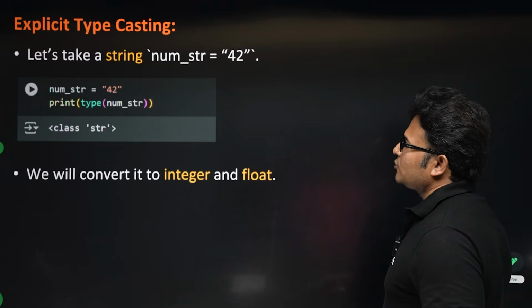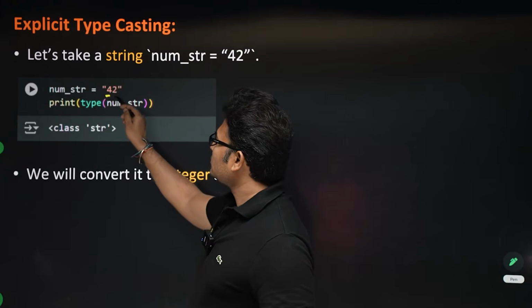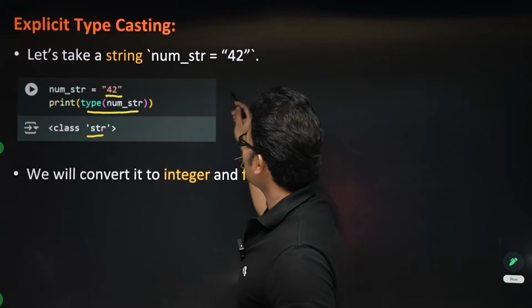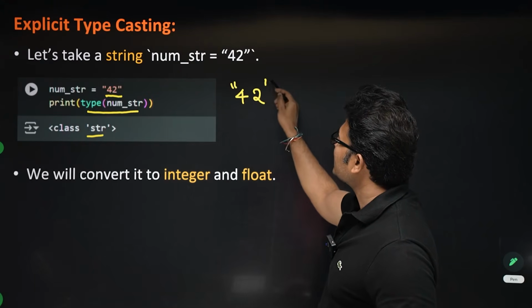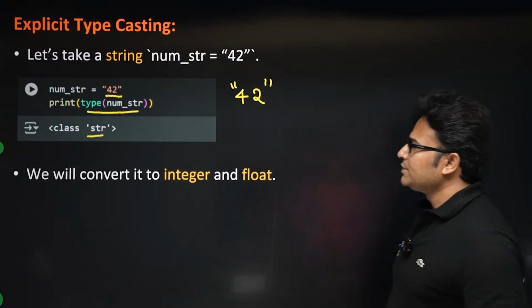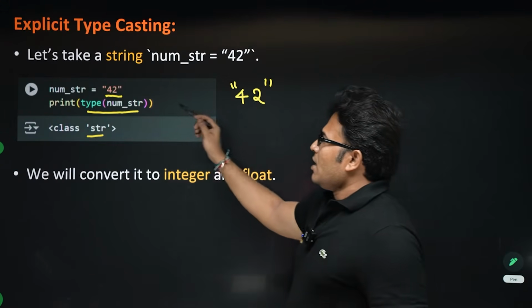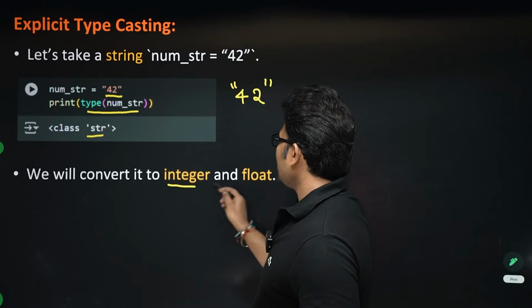Now let's take an example of a number. Now number is 42. What is the type of the number? It is a string. See, if you write like this, 42 like this will become a string. Single quotes or double quotes, if you put, it will become a string. That is why 42 is here a string. Now we will convert it into integer and float.